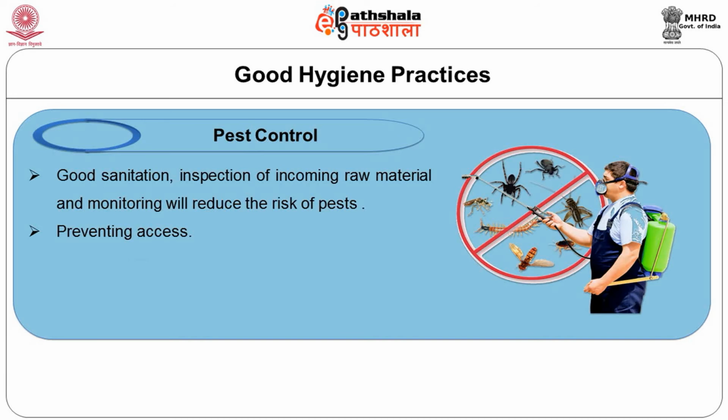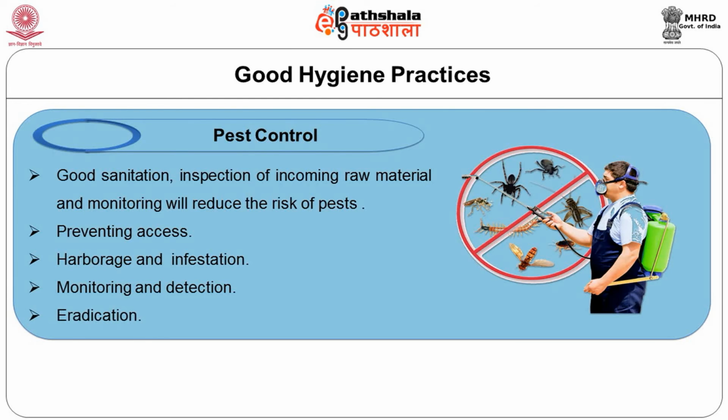Then you should not have any place where harborage or infestation will increase, because the conditions are very suitable for harborage. Then how do you monitor? How do you detect if there are pests? These things have to be checked, and then how do you eradicate? All these things have to be taken care of when we are trying to understand pest control. If you are trying to do this, probably pest control is best managed.